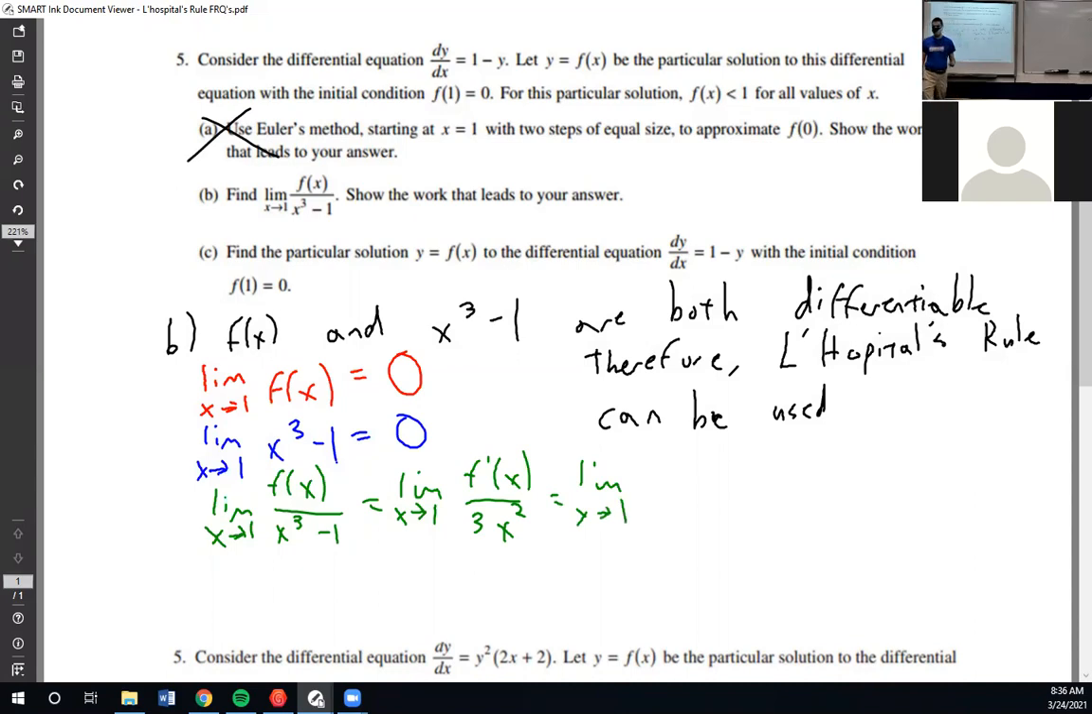And this was similar to one we did yesterday. The limit as x approaches 1 of f prime of x over 3x squared. Well, we know what f prime of x is because we're told what dy dx is. Dy dx is 1 minus y. So 1 minus y is going to go on top, and a 3x squared is going to go on the bottom. And now we can plug in our point.